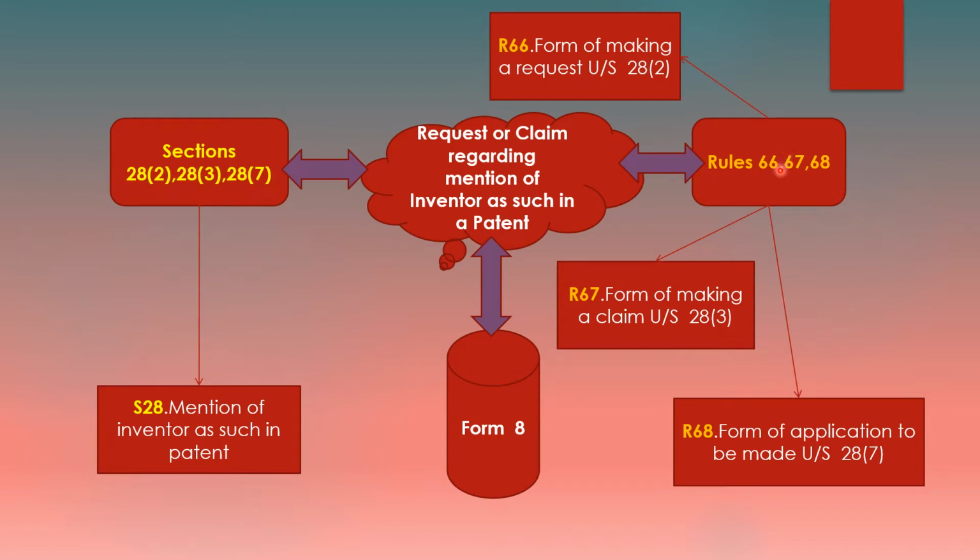And the relevant rules are Rule 66, Rule 67 and Rule 68. So what is Rule 66? The title is Form of Making a Request under Section 28 subsection 2. Rule number 67 is Form of Making a Claim under Section 28 subsection 3. Similarly, Rule 68 is Form of Application to be made under Section 28 subsection 7.